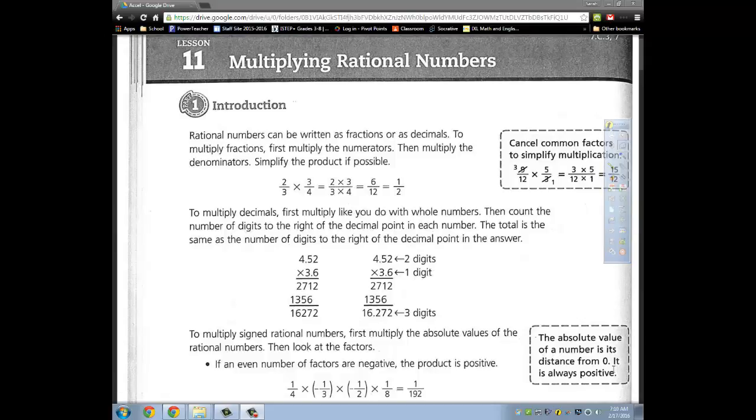Hey, you should be open to page 88 in your workbook, which is about multiplying rational numbers. So today we're going to be multiplying fractions, multiplying decimals, and multiplying positive and negative integers.